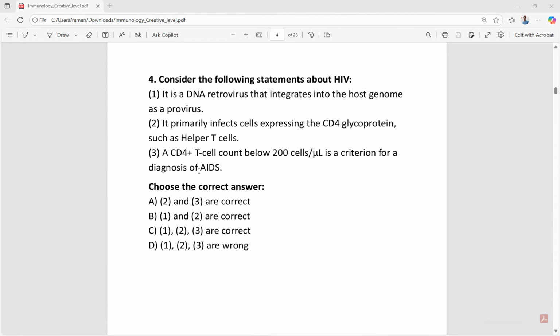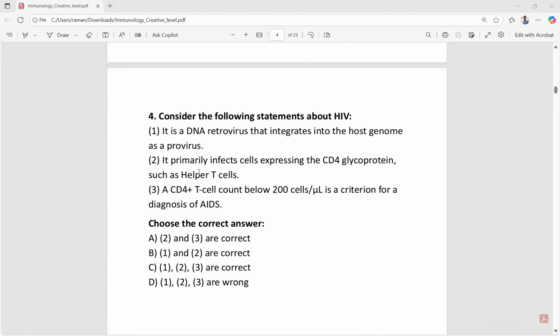Remember that. Question number 4. Consider the following statements about HIV. It is a DNA retrovirus.